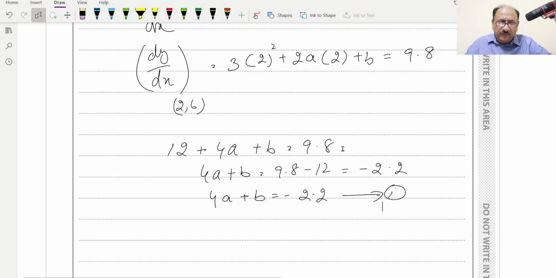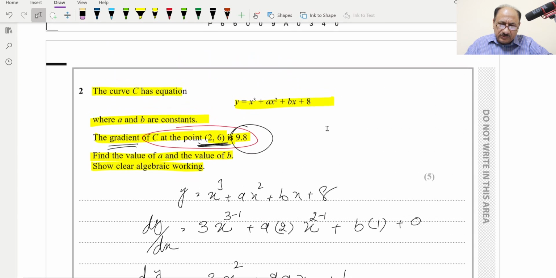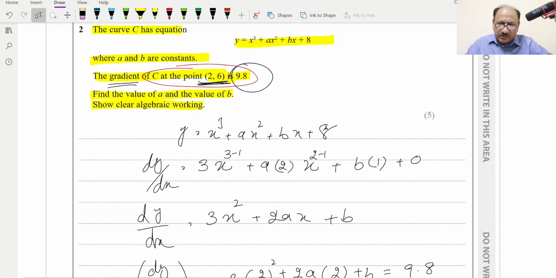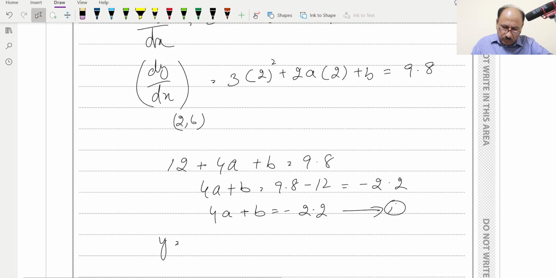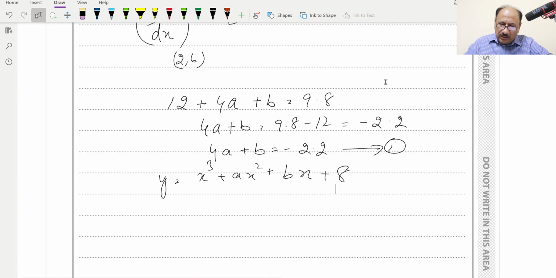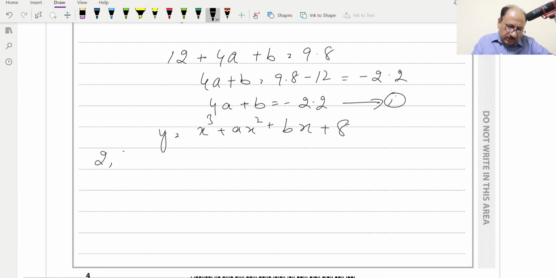Now we have the equation which is basically this curve equation. So y is equal to x cubed plus ax squared plus bx plus 8, and the point (2, 6) is on this curve, so we will put this point in to get the a and b values.